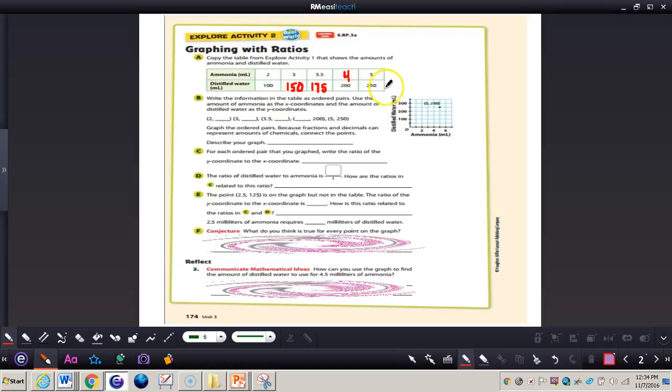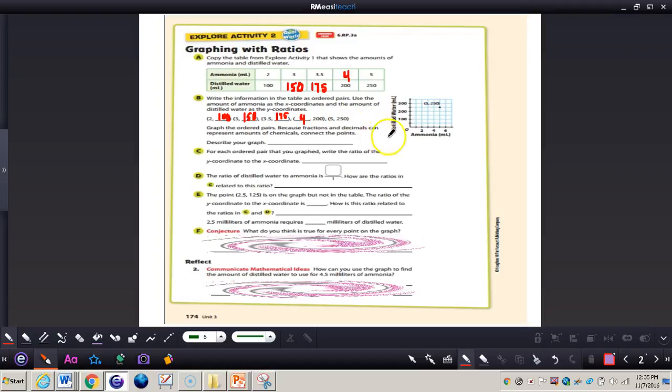Alright, so now we have our table, and it says write the information in the table as ordered pairs. Use the amount of ammonia as the x coordinates and the amount of distilled water as the y coordinates. So we can see 2, 100, and let's do this together, 3 and 150, 3.5 and 175, and then also 4, 200, 5, and 250. So from here, what we're going to do is graph the ordered pairs, and it says because fractions and decimals can represent amounts of chemicals, we're going to connect the points.